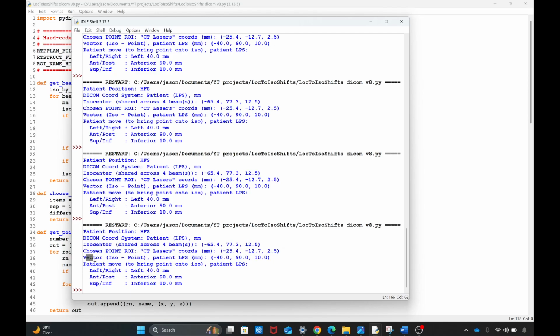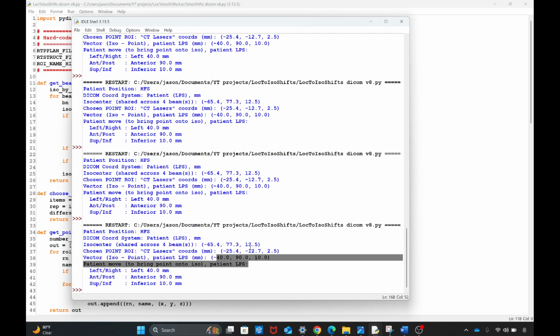Then it prints out the vector, which is the isocenter minus the localization point, and gives us the coordinate system in the patient coordinate, left, posterior, and superior, and gives these numbers.